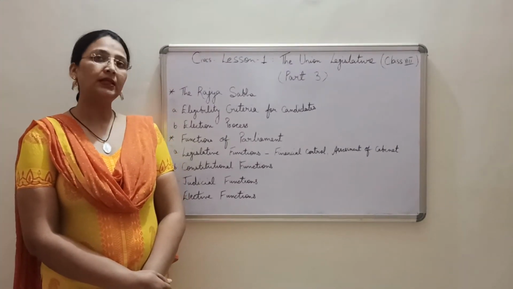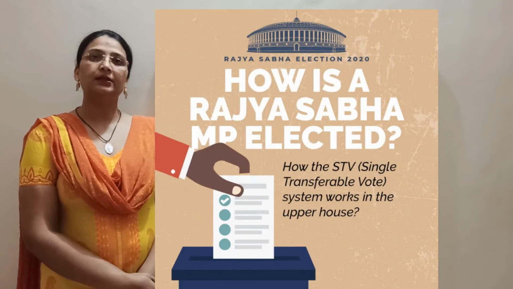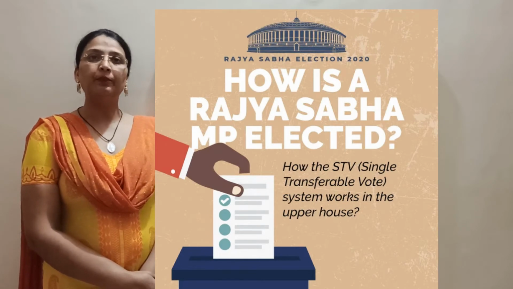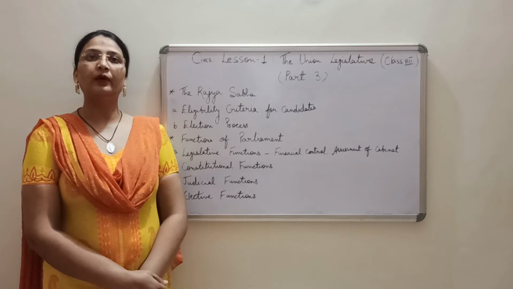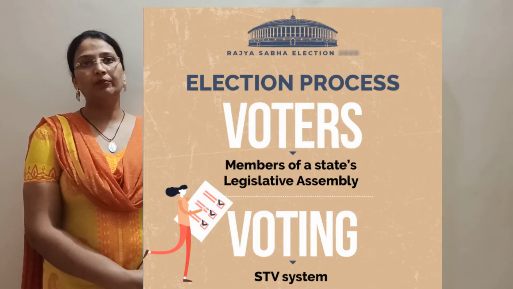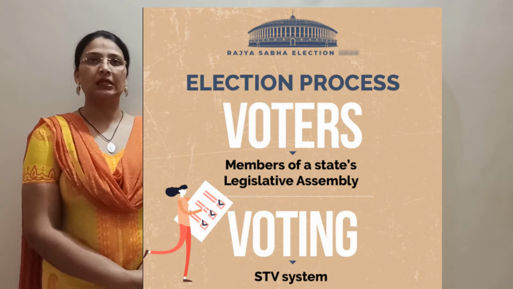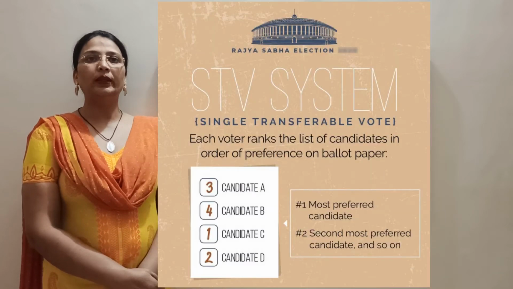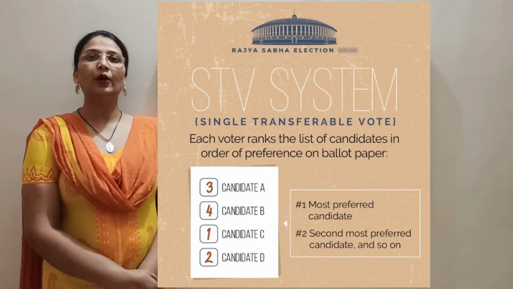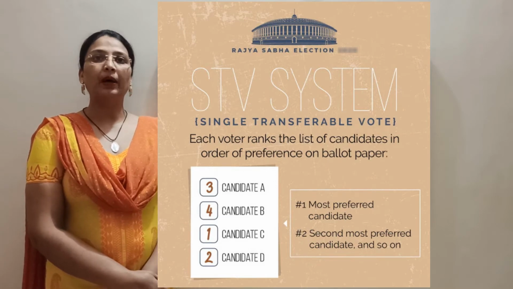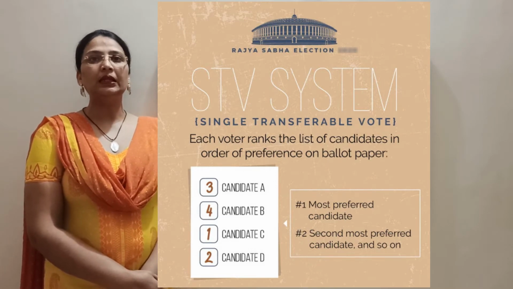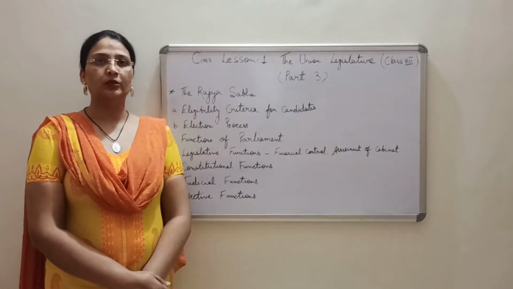Elections to the Rajya Sabha are indirect. Members representing states are elected by elected members of legislative assemblies of the state in accordance with the system of proportional representation by means of the single transferable vote.